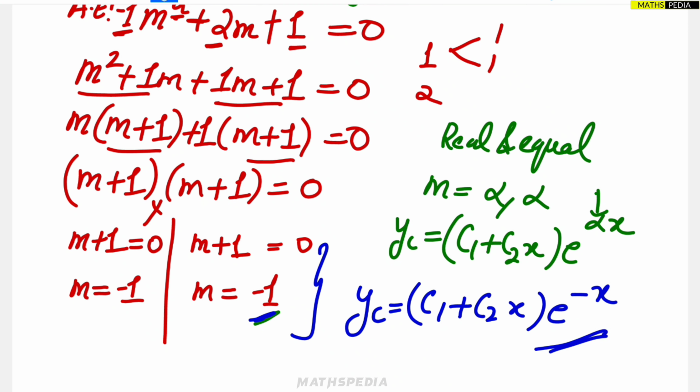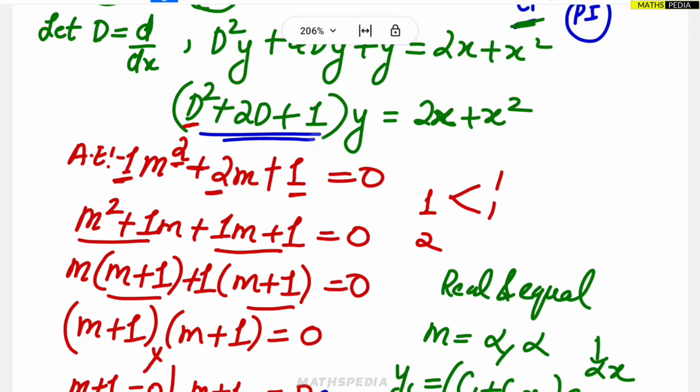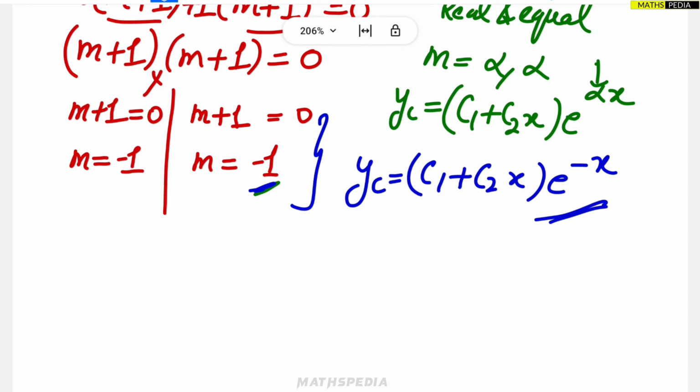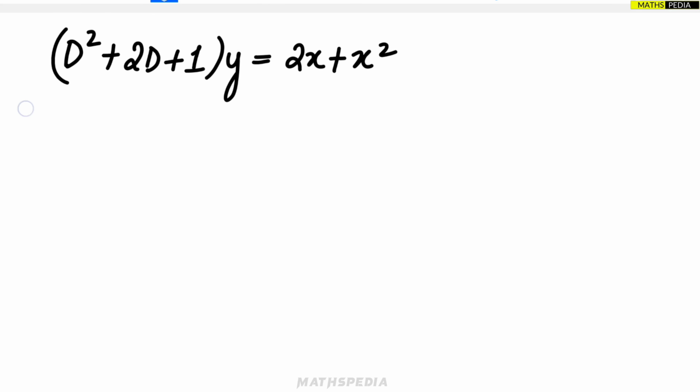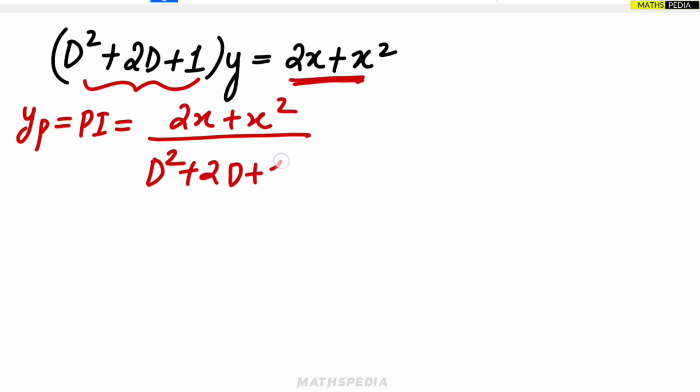This is how we have to find the complementary function. As I said, it is purely based on the LHS side. We are not taking care of the RHS side for yc. But for the particular integral, we have to take care of the RHS side also. Now the question is how to find the yp value. The yp value, the particular integral or particular function, can be found by taking whatever polynomial is sitting on the RHS side, copy-pasting it and putting it in the numerator. The denominator should be the function of D which is inside the bracket. It will be D square plus 2D plus 1.